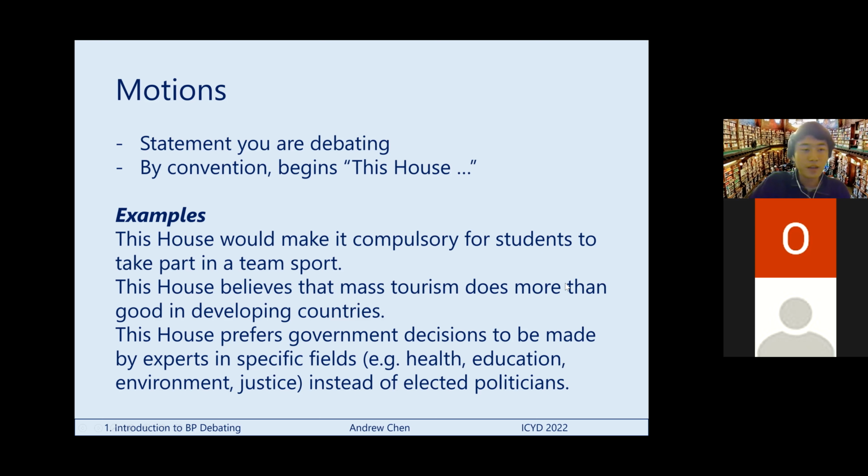More harm than good in developing countries is another motion. This House prefers government decisions to be made by experts in specific fields, e.g. health, education, environment, justice, instead of elected politicians. So you can find very long lists of motions. I've just put 3 here, so you have some idea of the various issues that we might debate as debaters. And there really is a variety, from education to international relations, economics, politics, and social issues.